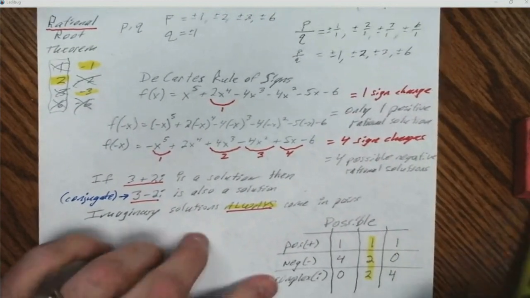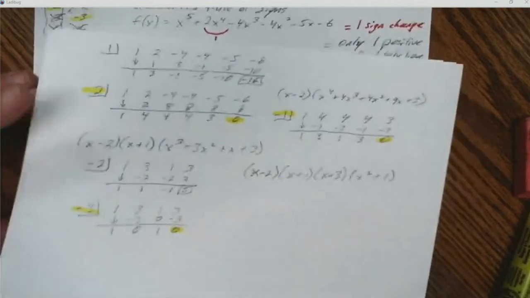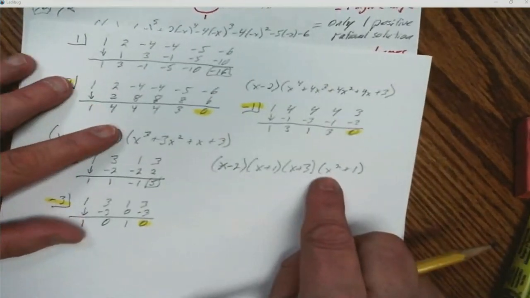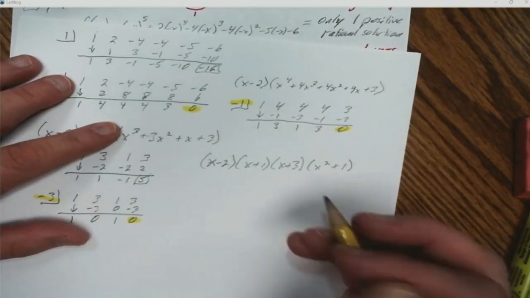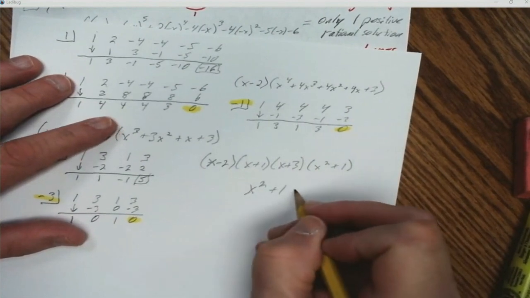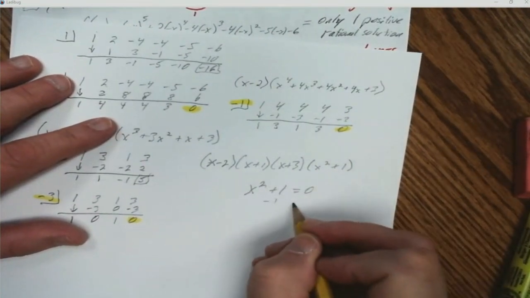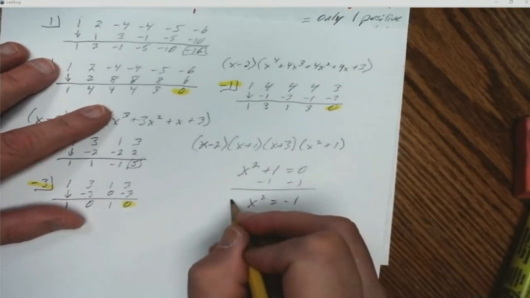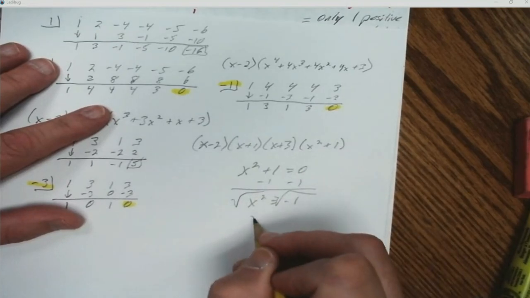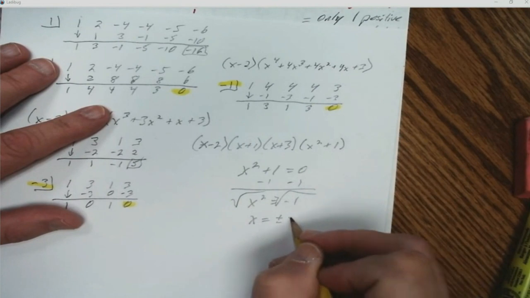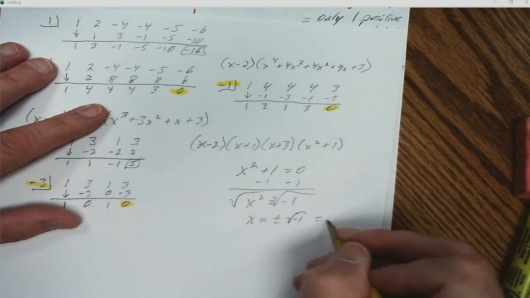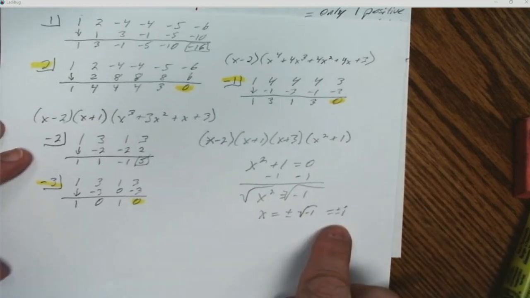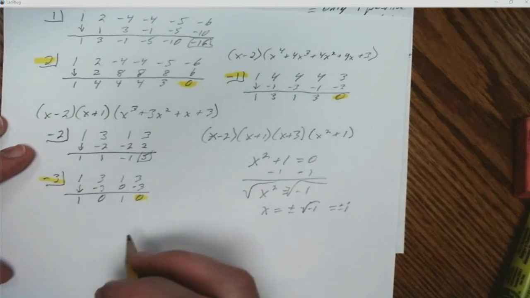So let's see what those 2 complex solutions are. And we can figure that out now. If there was 4, we'd have trouble. We'd have to do some different work. But we just have to find what the solutions for this are. X squared plus 1, set it equal to 0. Subtract 1 from both sides. X squared equals -1. Take the square root of both sides. X equals plus or minus the square root of -1, which means plus or minus i.